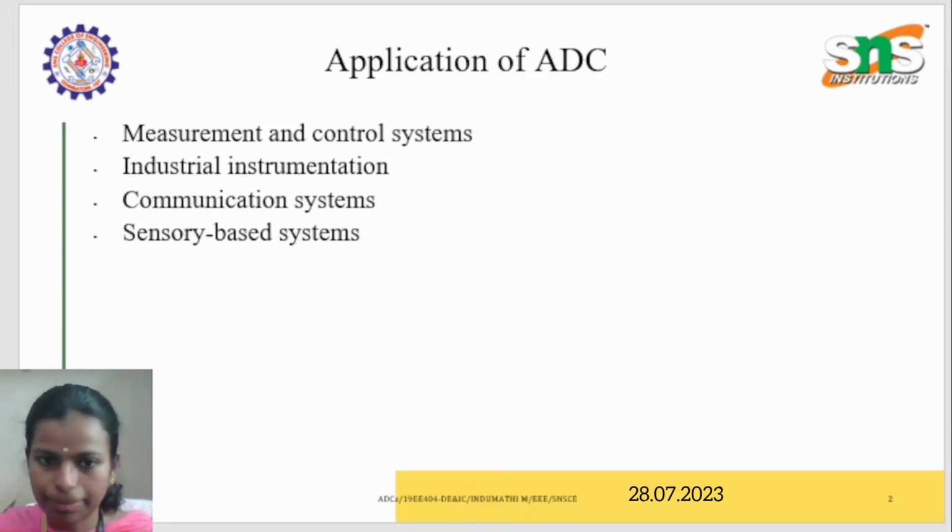Next, communication systems. In communication systems also, mostly digital values are used, so at that time we can use the ADC. Then sensor based systems. In sensors, there are digital sensors and analog sensors. A digital sensor is simpler: if it detects, the output will be 1. If it does not detect, the output will be 0. So here the digital value is obtained, and digital values play a vital role.